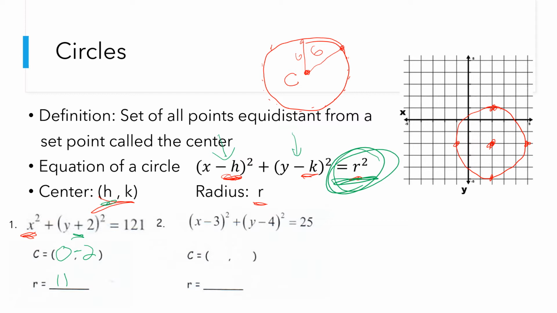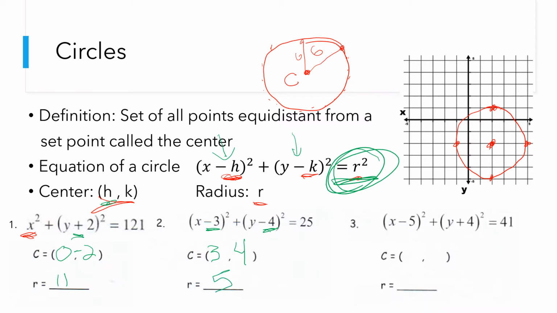Next example. For the next example, again, it's in standard form. I'm asking you to figure out the center and the radius. For this one, again, h, k is the center. This is our h, this is our k. This is a negative 3, so it comes out as the opposite, a positive 3. And this comes out as the opposite, so it'll be a positive 4. And then the radius squared is 25, so the square root of 25 is 5.